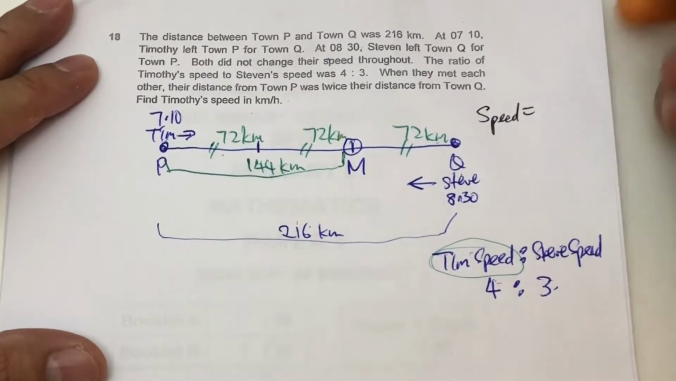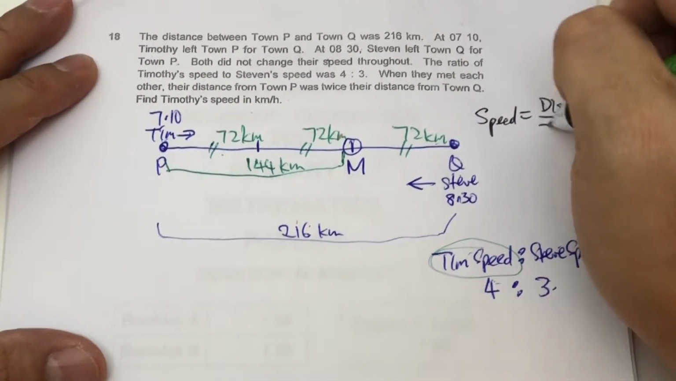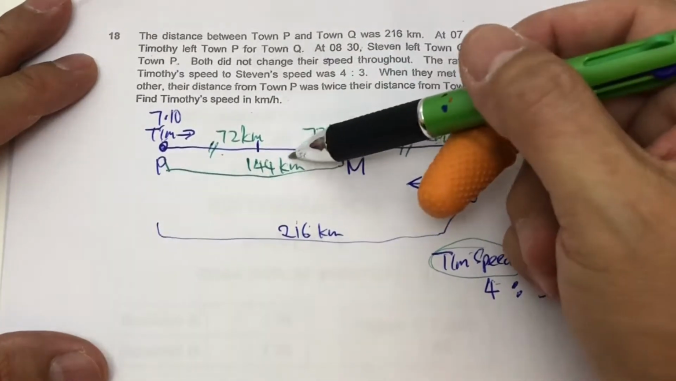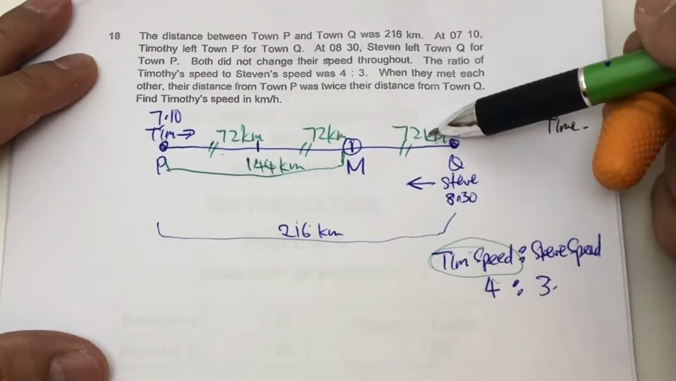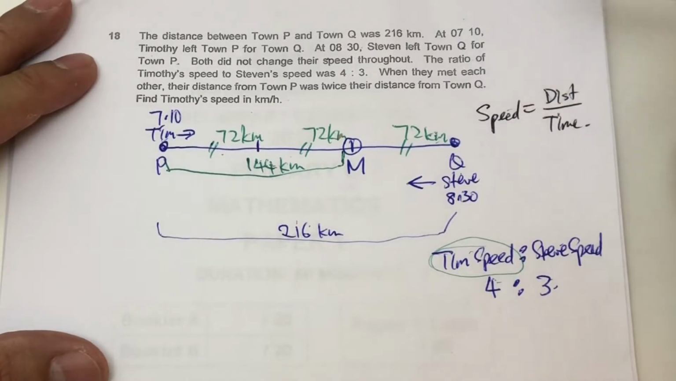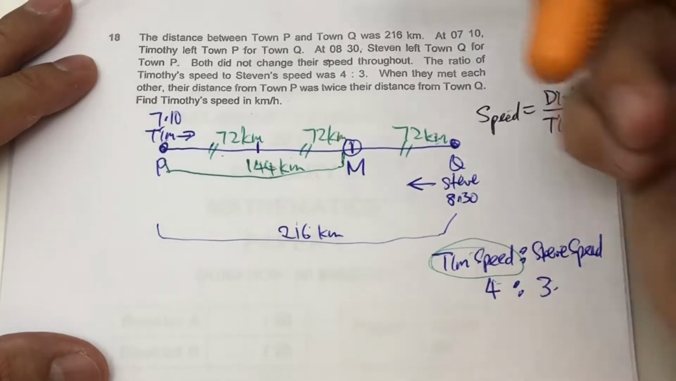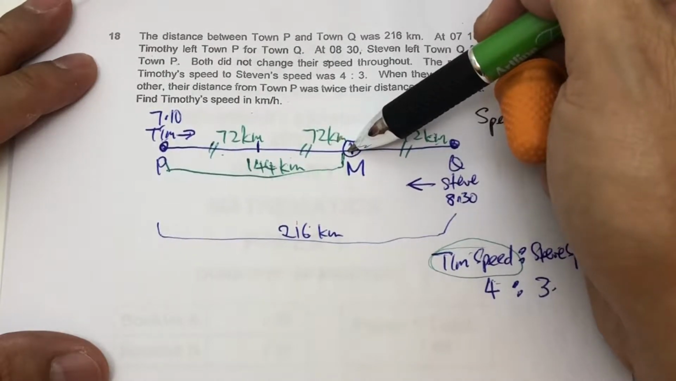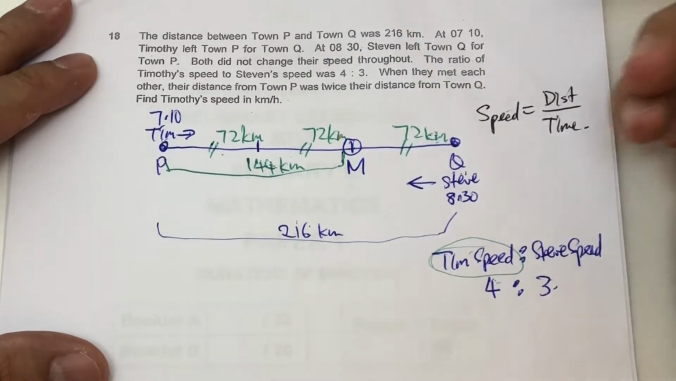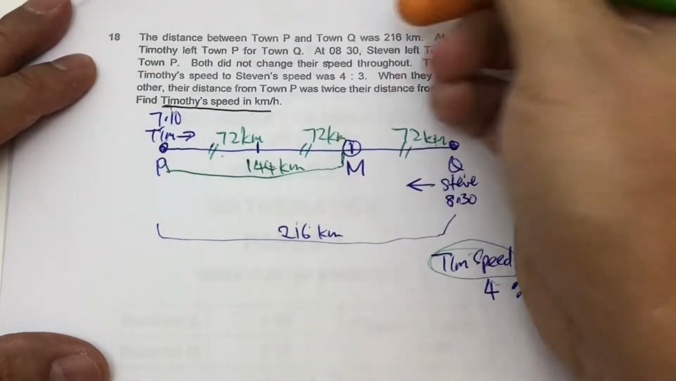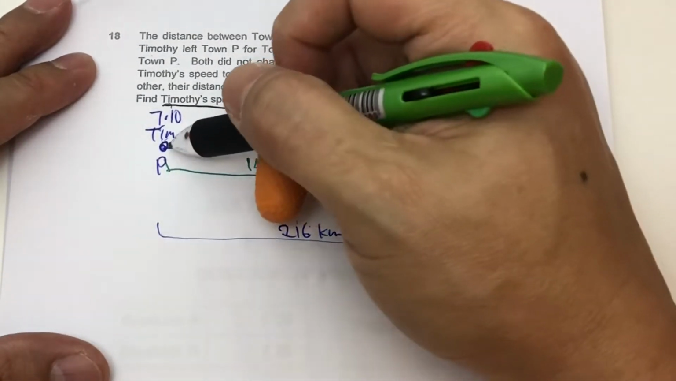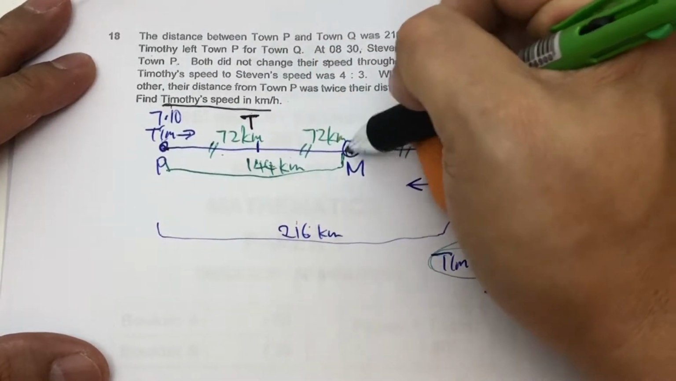Now, one thing we know is that speed is equal to distance over time. So if speed is distance over time, we have the distance here. We also have the distance here for Steve's speed. But we don't have the time. So all we need to do is to find out how long Tim takes to get to M, and how long Steve takes to get to M. Since we are more interested in Tim's speed, let's say that Tim took time t to go from P to M, the meeting point here.